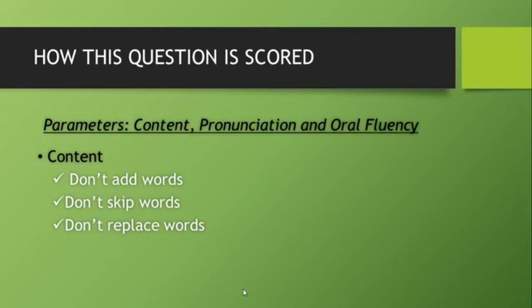So we do not add anything, let it be alphabets, let it be words. We are in no position to make any additions to the text that has already been given in the question. Do not replace words. If I say "how the question is scored", no, this is also unacceptable. Whatever is written, you have to say exactly that. So simple as that. Don't add, don't skip, and do not replace words if you want full marks for your content.